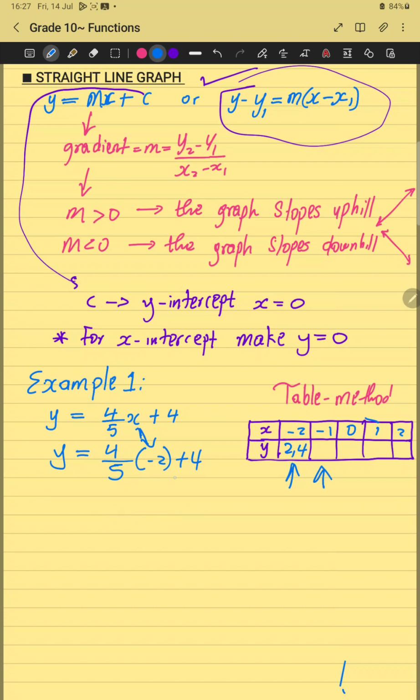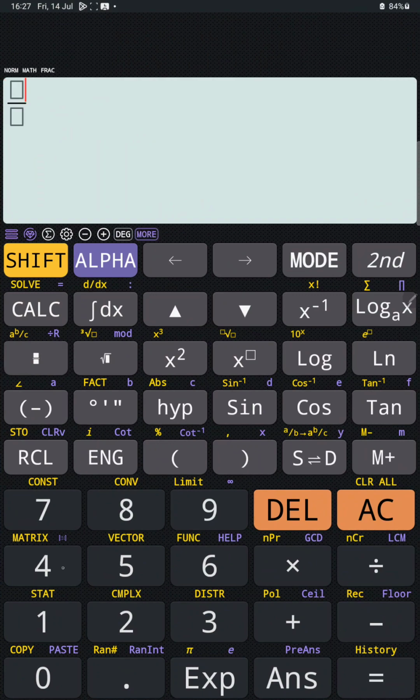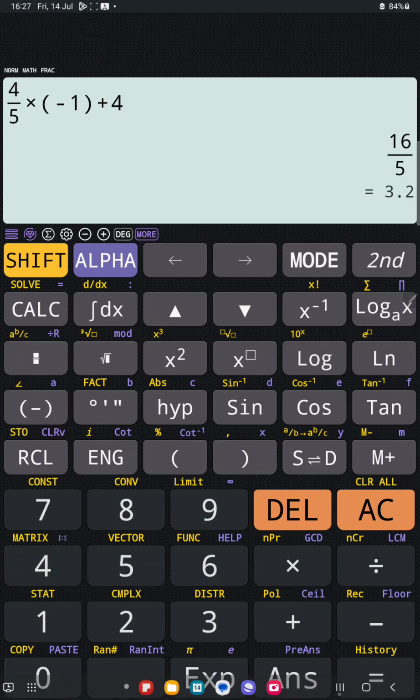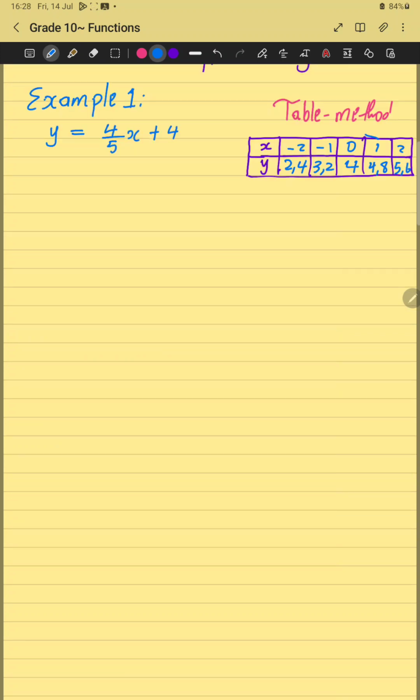So guys, to do the same for when x is -1, it's just 4/5, and then you open brackets -1, and then +4, and then must be 3.2. So here this is 3.2, and then you just do that from 0 up to, I've done now completing the table. Then we can just start to draw the shape of the graph.